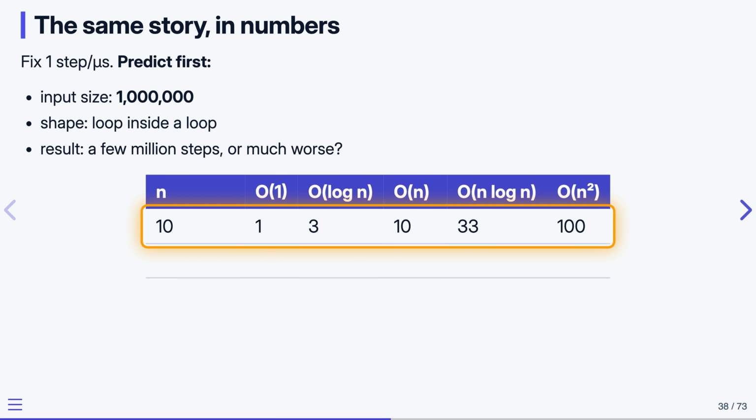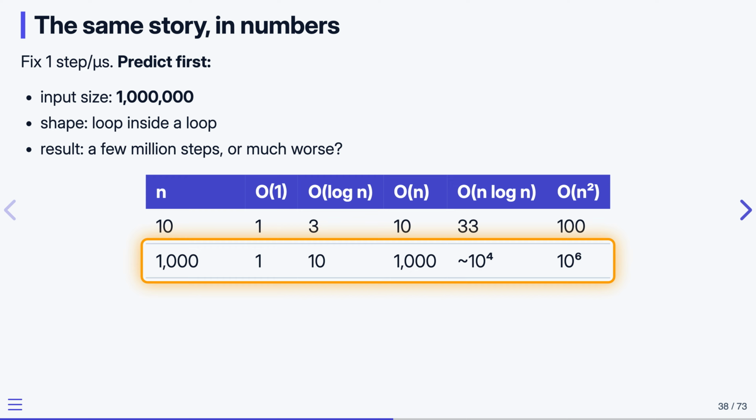Start small with n equal to 10. Big O of 1 is 1 step. Big O of log n is 3. Big O of n is 10. Big O of n log n is 33. And big O of n squared is 100. At this size they all look close.